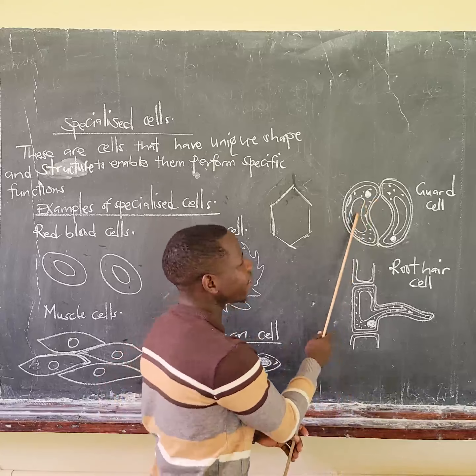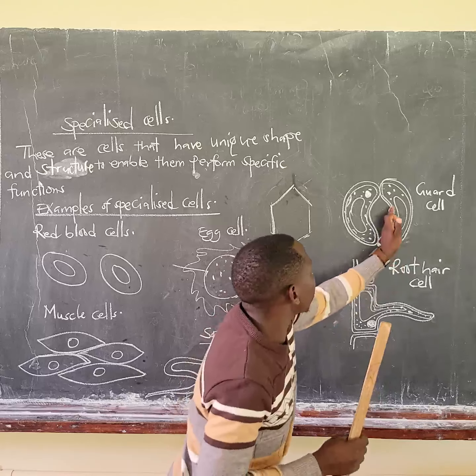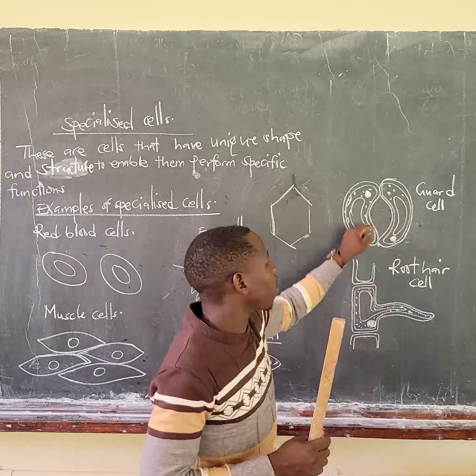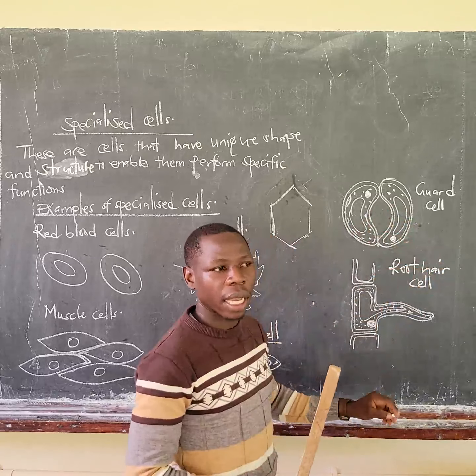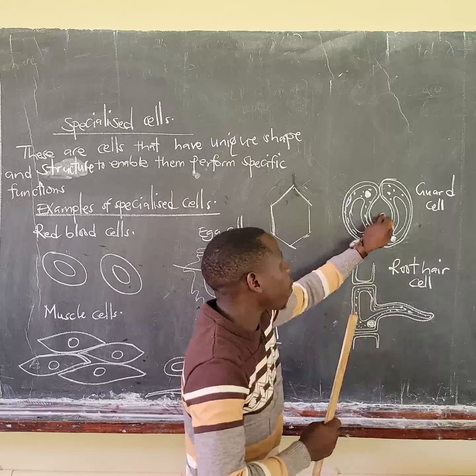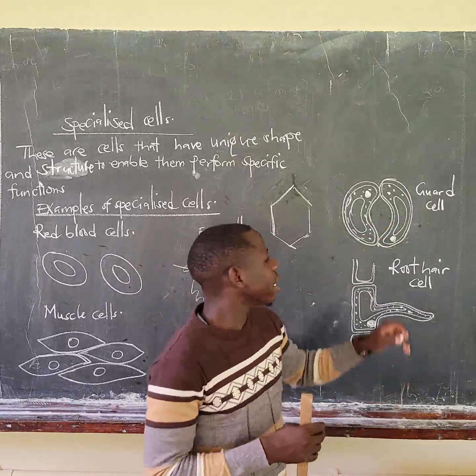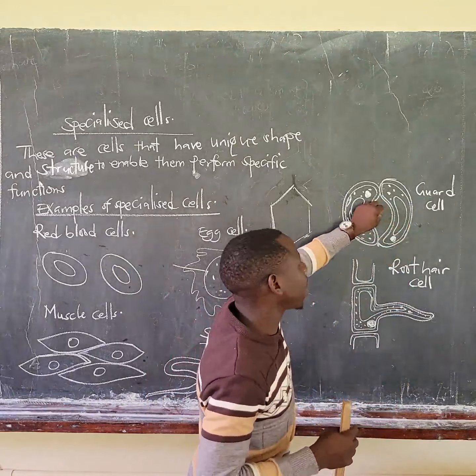So these cells are like this because they have to close and open to enable the opening and closure of the stomata. So when they bulge like this, they open and the stomata is open so that the carbon dioxide can enter for photosynthesis and oxygen can come out from photosynthesis, or even oxygen can enter for respiration and carbon dioxide comes out. Those are the guard cells. So their shape is crescent shaped and they are joined together. Because of the function they perform, that's why they look like this.